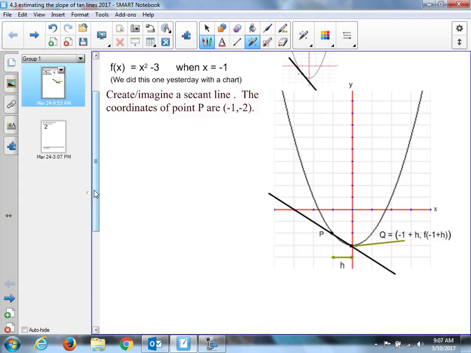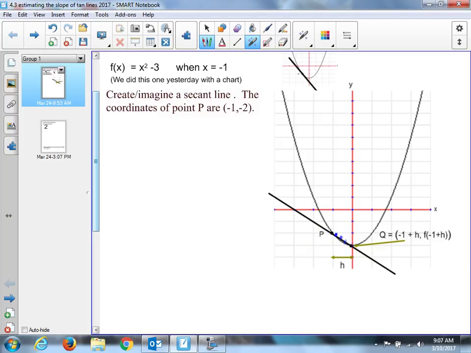We've got to create or imagine a secant line. Remember, a secant line is a line that cuts, hits twice. The coordinates of the initial point that we're moving closer and closer to are -1 and 2. So the same as the other day, point P. And then Q is the dot that we keep moving closer. The idea is to put Q on top of the same spot as P.